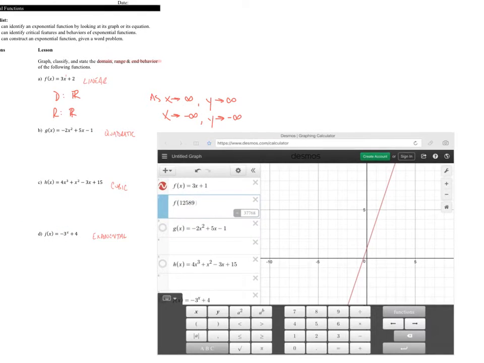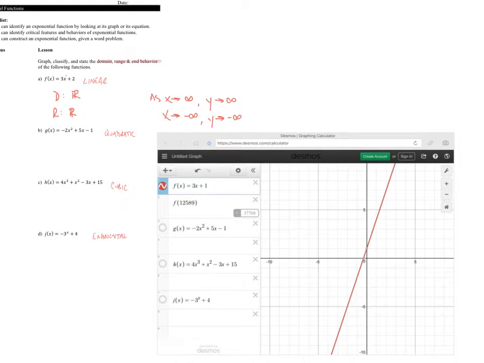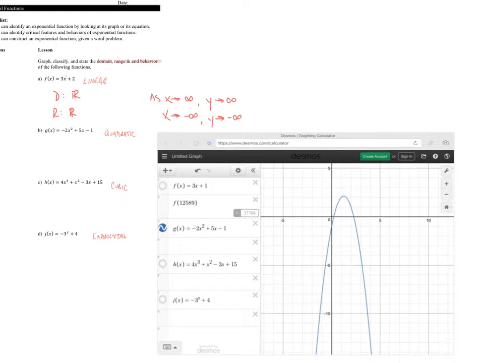So now we're going to do the same thing for our quadratic. All right, there it is. Now we know that quadratic functions go forever in these two directions, but obviously it's not going to go forever in the positive y direction because it stops and turns around. So that's going to be reflected in our range, and it's going to be reflected in our end behavior.